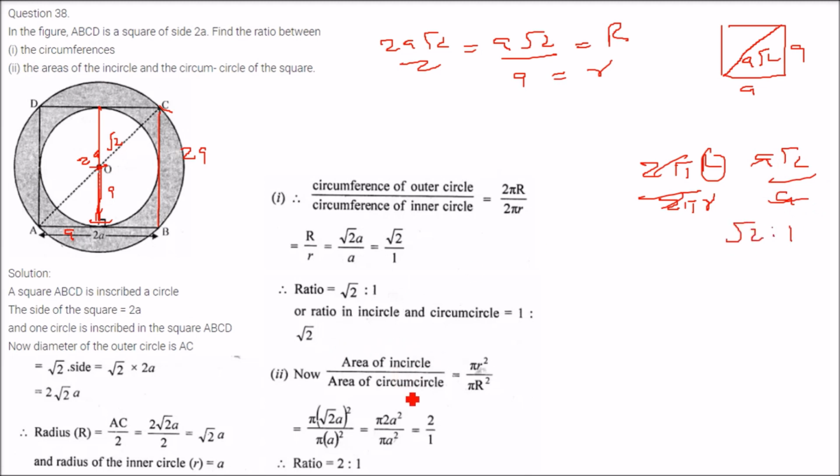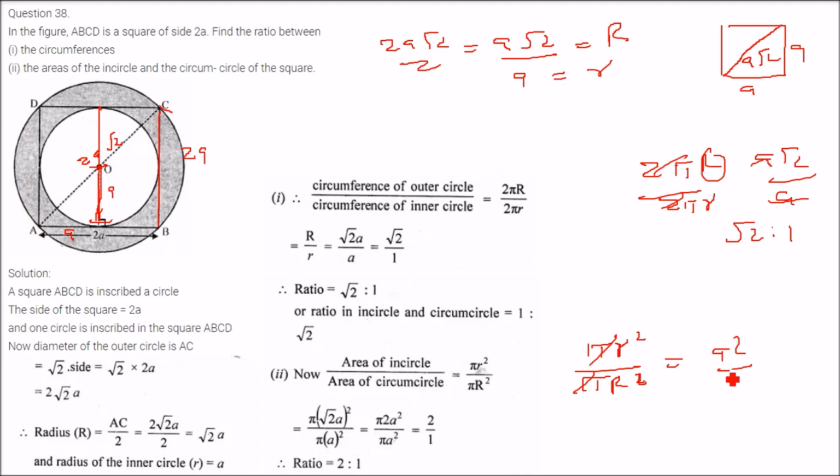Coming to the area of the incircle and the area of the circumcircle, so pi r square. The circumcircle is the outer one. So we have to take the incircle, that is the smaller one, above and the larger one below. That is why capital R is in the denominator. Pi cancels. So this r square will be the incircle, pi A square, and this is the circumcircle, the bigger one.